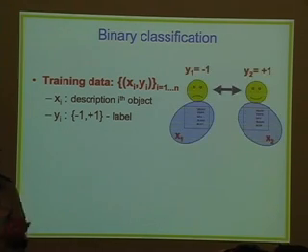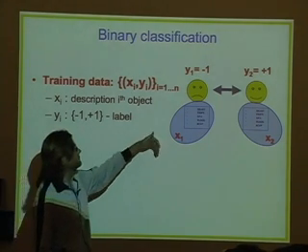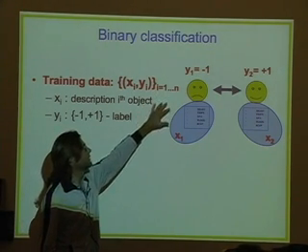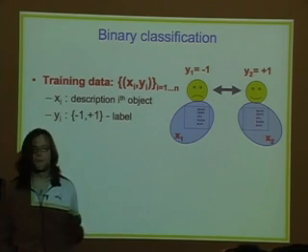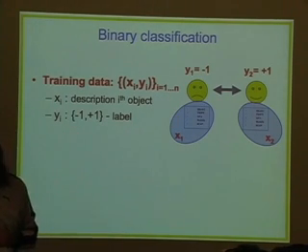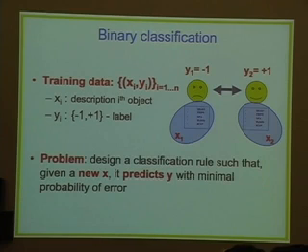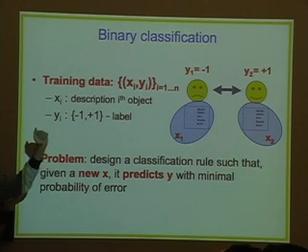For example, xi could be the file about a patient, and then we could know about these patients whether they are ill, class -1, or whether they're happy because they're healthy, and so they're in class +1. Anyway, the challenge here is, can we design a classification rule such that given a new xi, we can predict the label yi with minimal probability of error? That's really what it's all about in binary classification.